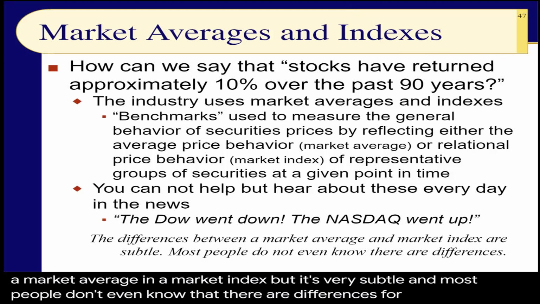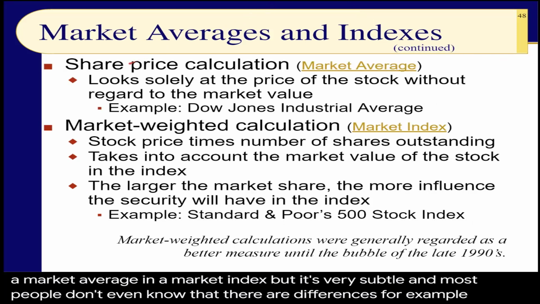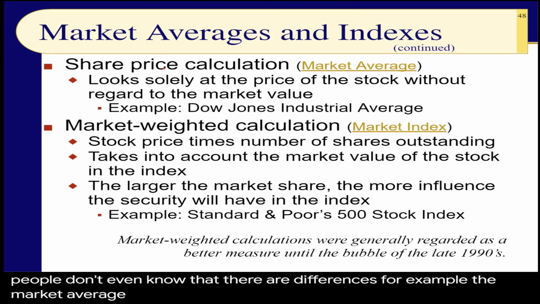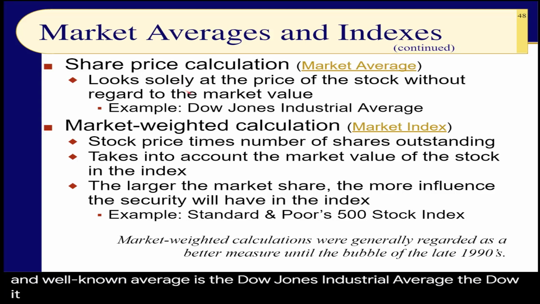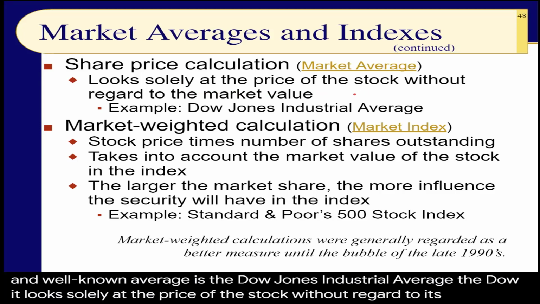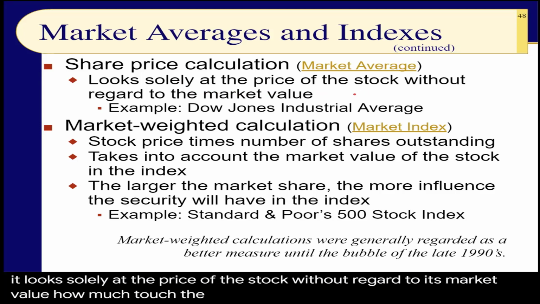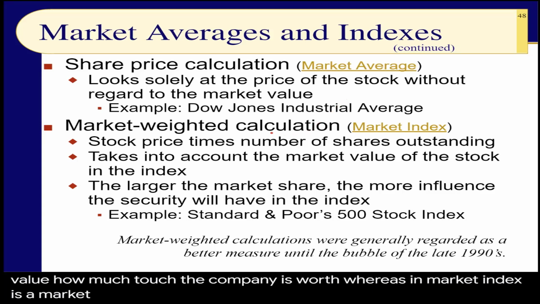For example, the market average uses a share price calculation, and the most popular and well-known average is the Dow Jones Industrial Average, the Dow. It looks solely at the price of the stock without regard to its market value, how much the company is worth. Whereas a market index is a market-weighted calculation.